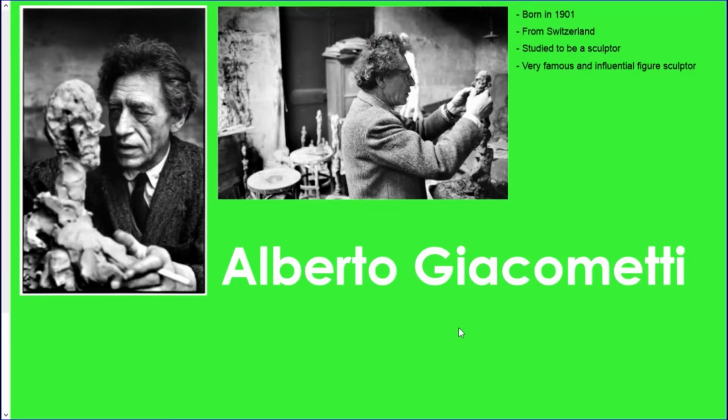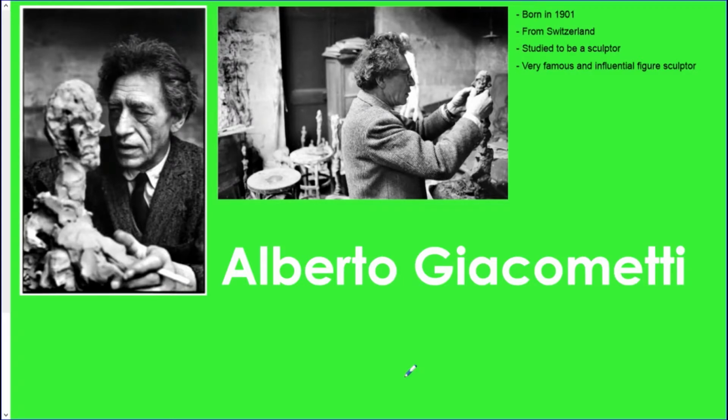Today, we're going to be learning about an artist whose name is Alberto Giacometti. Now, Alberto Giacometti was a sculptor who was born in 1901. It's 119 years ago, and he lived in a country called Switzerland. Now, he went to school to become a sculptor and ended up becoming one of the most well-known, famous and influential figure sculptors in the 20th century.